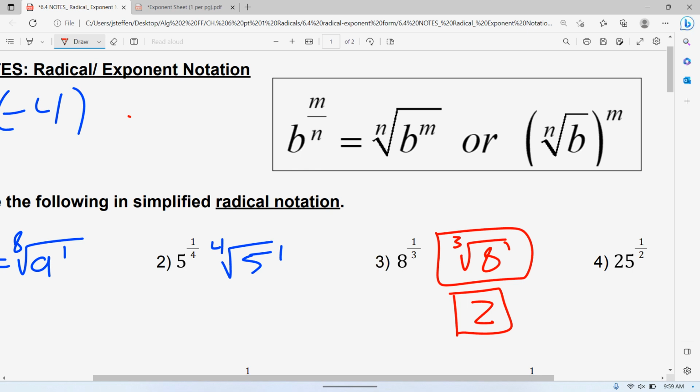Now, later on in the lesson, that is reducing or simplifying. So if I tell you to simplify, then I do need this answer. But if I put it in radical notation, you can leave it in that first one. That's absolutely fine. Either one of those are good.